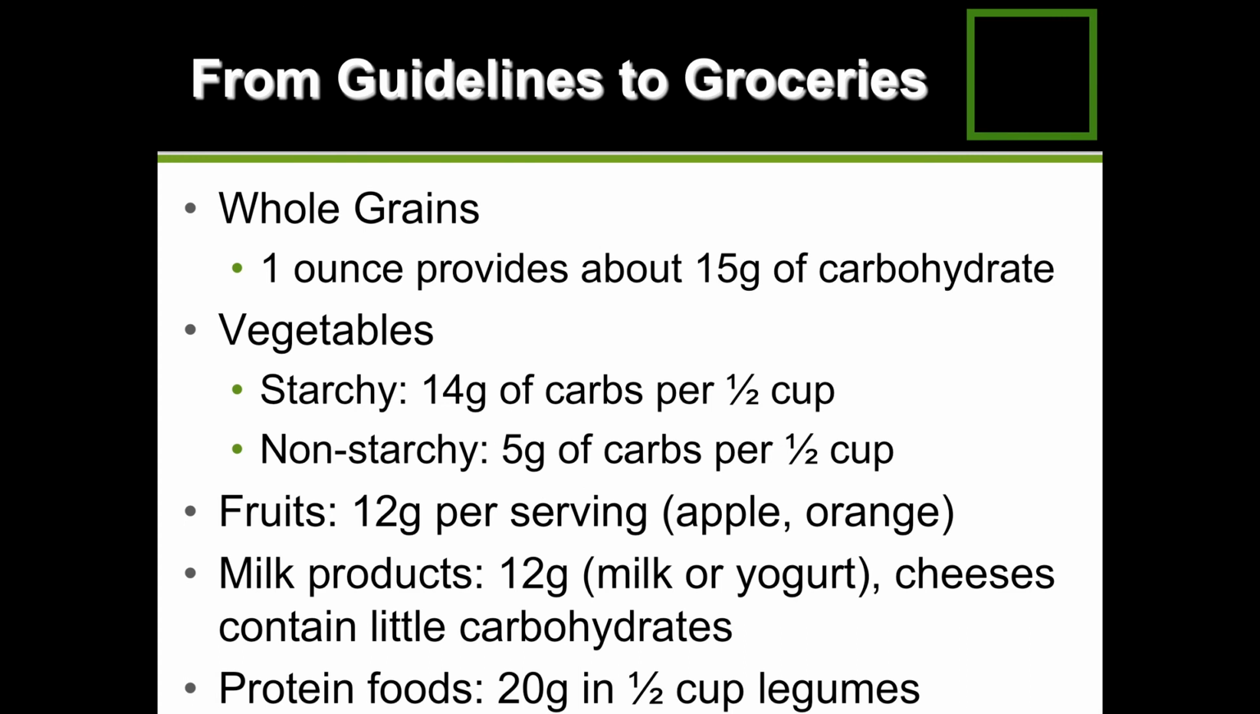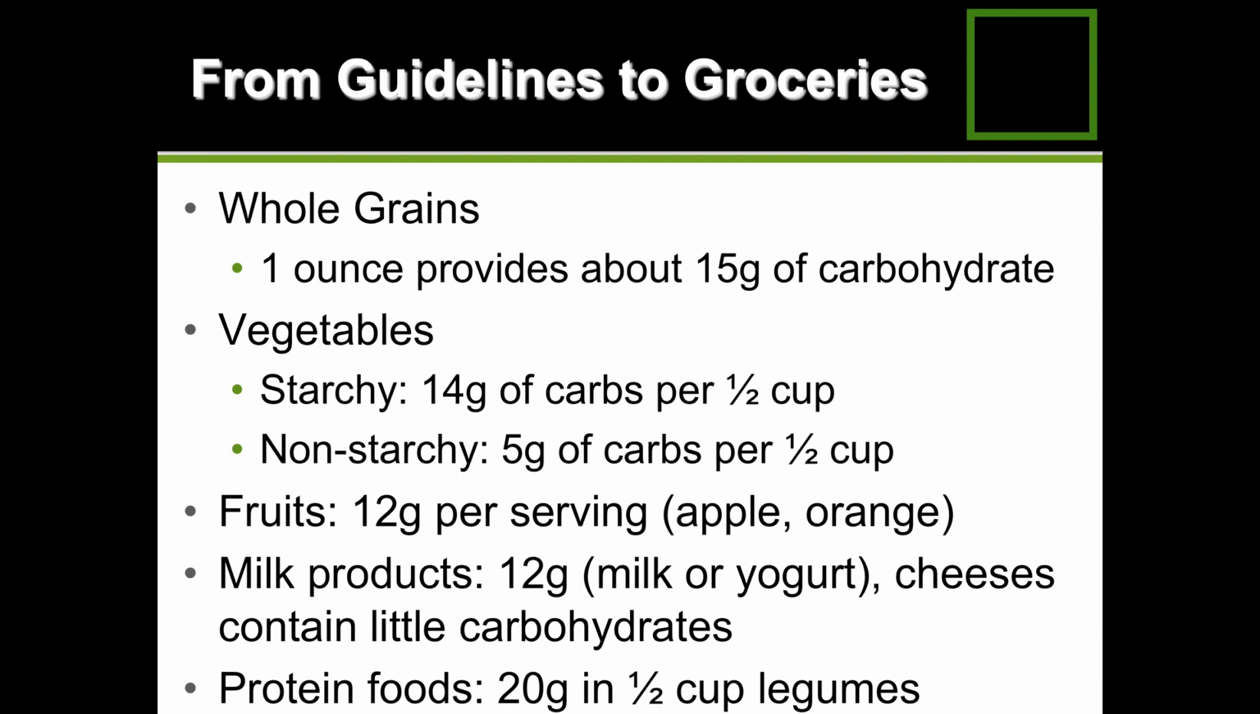All right, so from guidelines to groceries. Whole grains, 1 ounce gives you about 15 grams of carbs. When it comes to vegetables, we divide it into starchy and non-starchy vegetables. Your starchy vegetables give you 14 grams of carbs per half a cup, while your non-starchy gives you 5 grams of carb for half a cup.